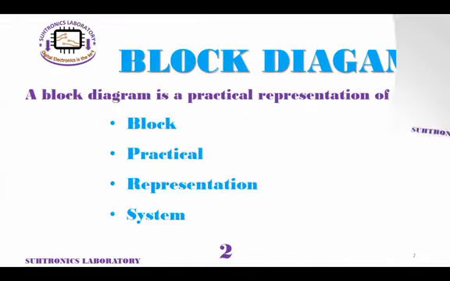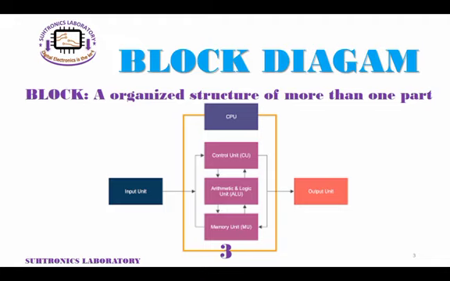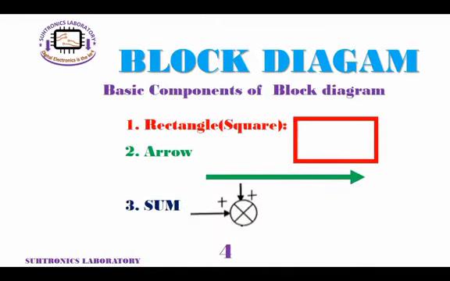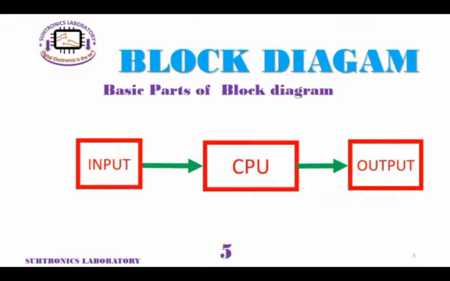A block diagram is simply a practical representation of a system. So looking at it, a block diagram should be an organized structure made up of more than one part. Then let's look at components of a block diagram. We have a rectangle, we have an arrow, then we have a sum. Then we have parts of a block diagram. We have inputs, we have the processor, we have outputs.